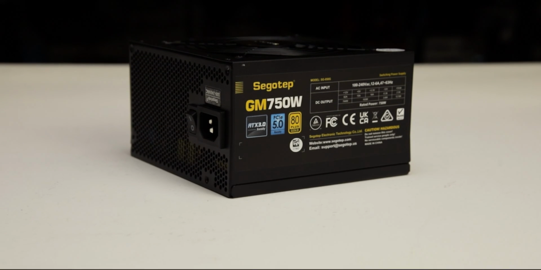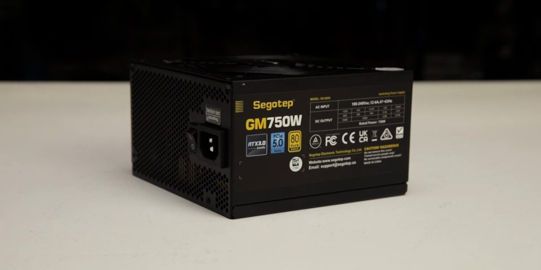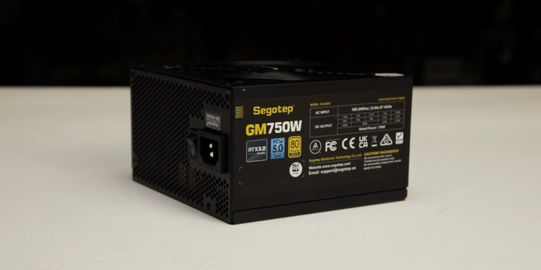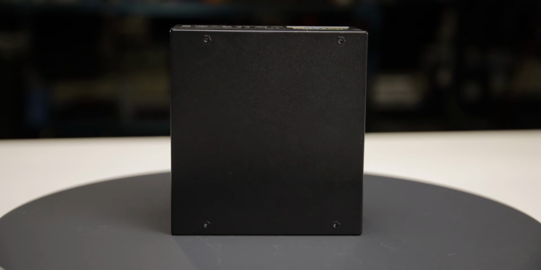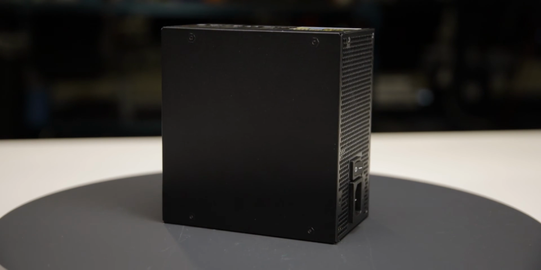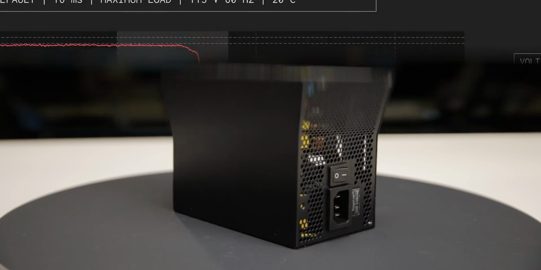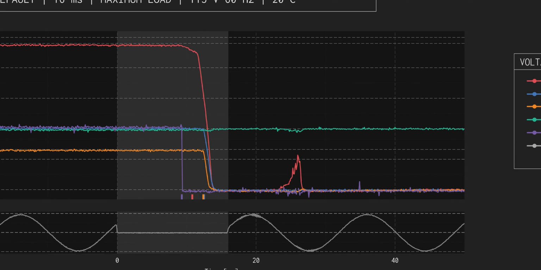We test a power supply's resilience to momentary power dropouts and ripples using our brownout test that interrupts the input power for a few milliseconds. This allows us to measure how long of a power dropout the sample can sustain without interrupting the output power. The Segotep GM750 was measured to withstand an 8-millisecond and 8-millisecond dropout at full rated load for 115-volt and 230-volt inputs respectively. This is quite low and is not recommended for regions with lower power quality.